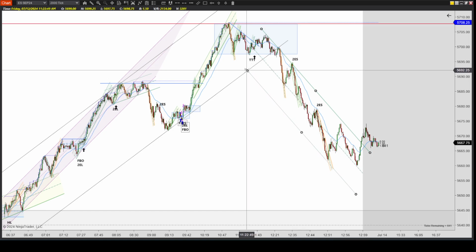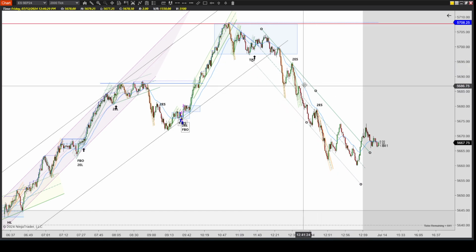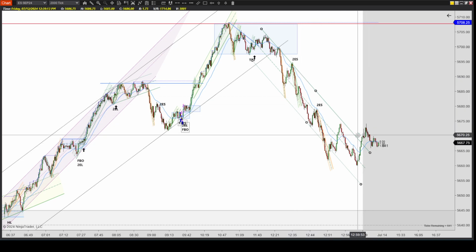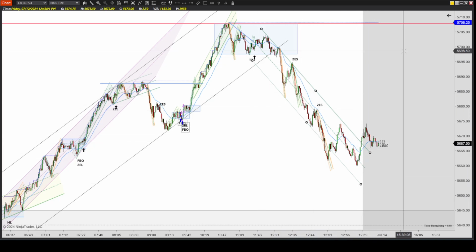And so whether it's actually here or here, it doesn't matter at this point because this is more towards the end of the trading day where I don't want to take trades anyways.